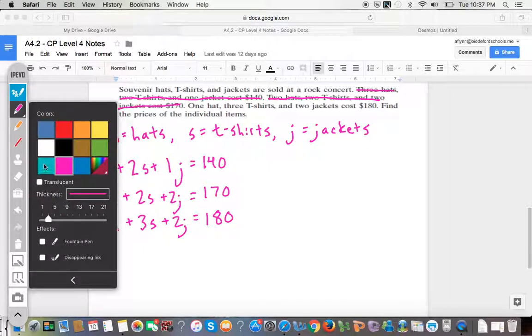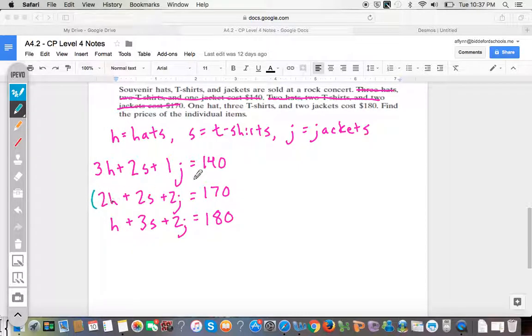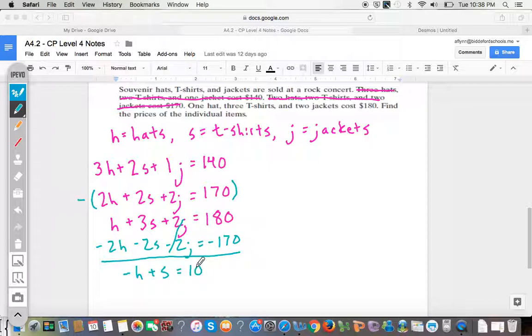So what I'll do, I'll take this equation right here. If this were negative 2J, my J's would cancel for the second and third equation. So I'll multiply this by a negative. So I have negative 2H minus 2S minus 2J equals negative 170. Okay, so now I'll solve this. So J's cancel. H minus 2H is a negative H. 3S minus 2S is a positive S. And I have 180 minus 170, which equals 10. So this is one of my start equations.